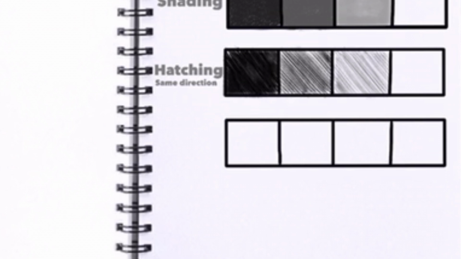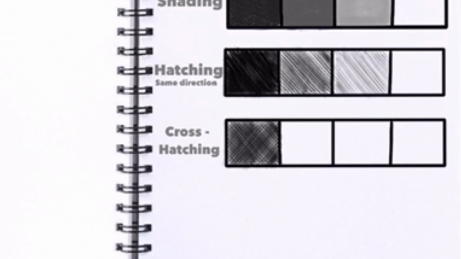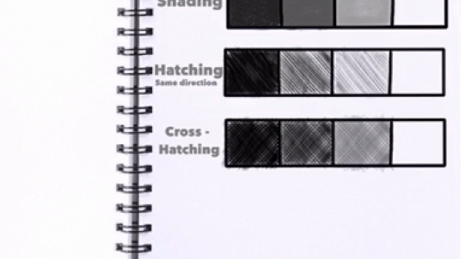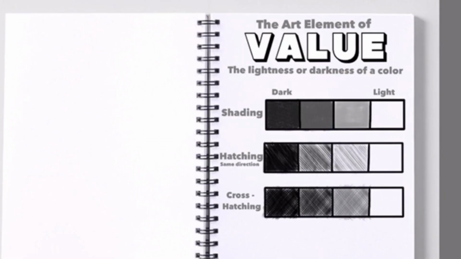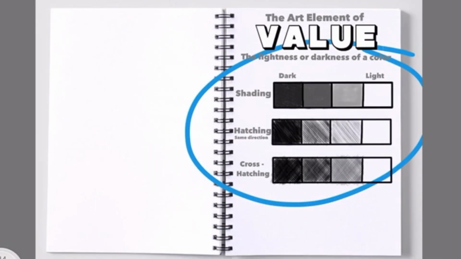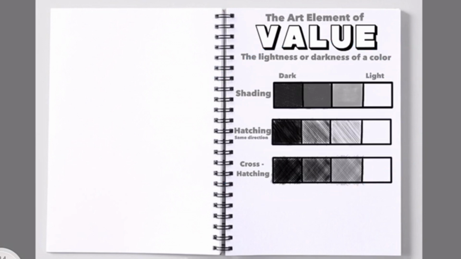Add yet another value scale, just like the previous two. This technique we're going to call cross hatching, and this time you can use lines going in multiple directions, okay? And so here I've got diagonals in different directions, verticals, horizontals, so lots of different directions with your cross hatching. Like the name infers, the lines have to cross one another. Those are 3 techniques used to create value, or the lightness or darkness of a color.